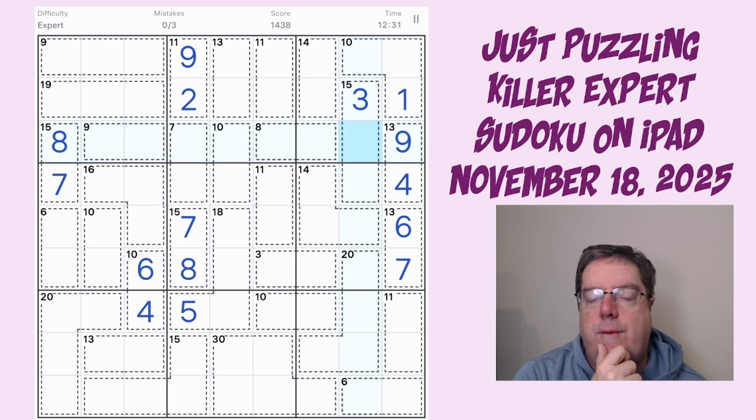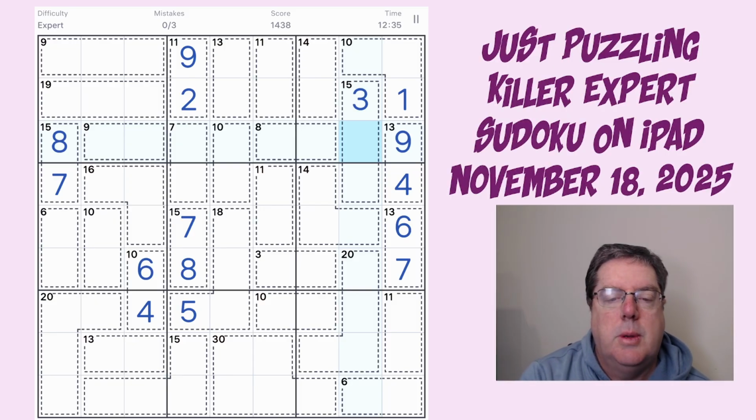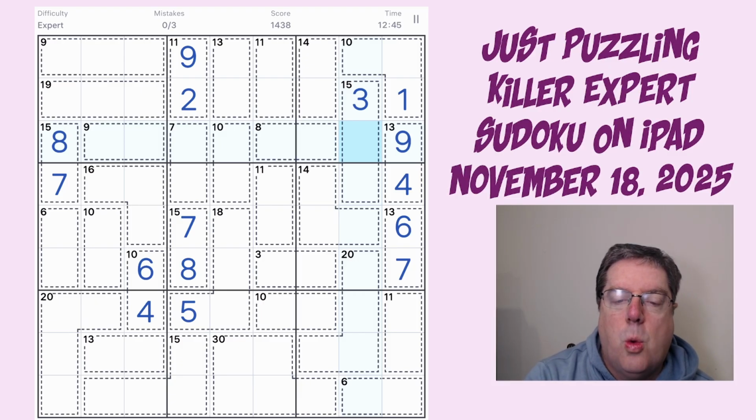Or 5, 4. 7, 1. Okay, so 1 is there, 1's there. 1 and 6, 1 and 9. My goodness. So 4 can't be in this row. 4 can't be there because that's 7. 4 can't be here, so 4 is one of these two.